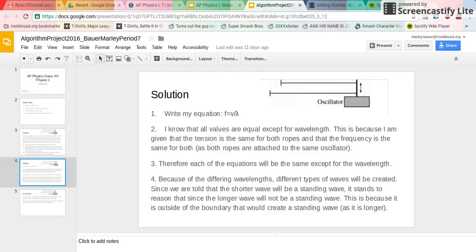Therefore, if I set up an equation for each string, they will be the same, except for the wavelength, because one string is longer than the other. And because of the different wavelengths, different types of waves will be created. Since we are told that the shorter string will have a standing wave, it stands to reason that the longer string will not, because it is outside of the boundary that creates a standing wave, as it is longer.